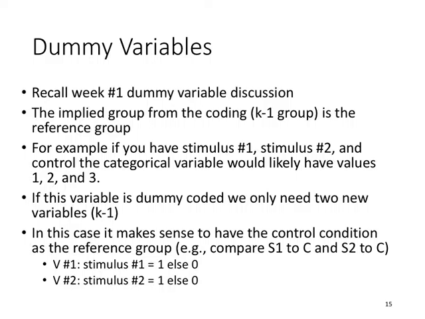If there's 0 on both, what does that mean? Control. If they're 1 on both, what does that mean? You screwed something up, right? They wouldn't be 1 on both. If they're 1 on both, you did something wrong. But if they're 0 on both, that means in this case, that's the implied group. That's the control condition.